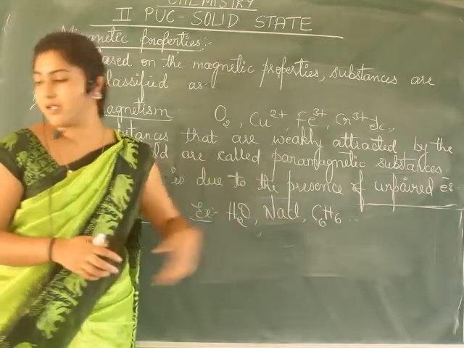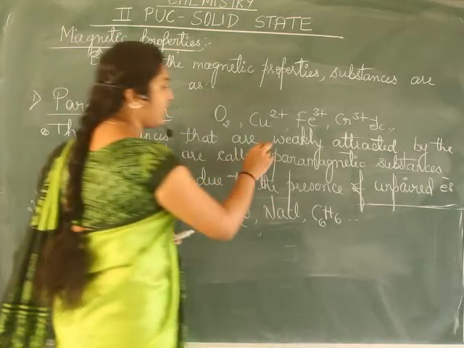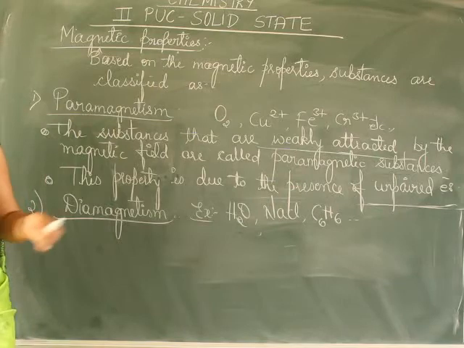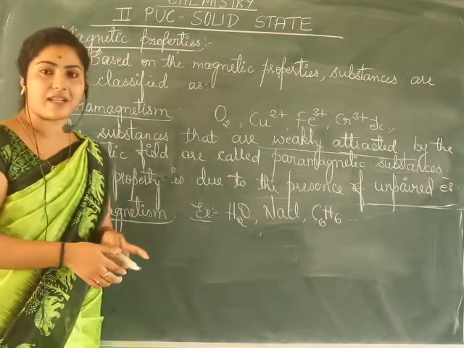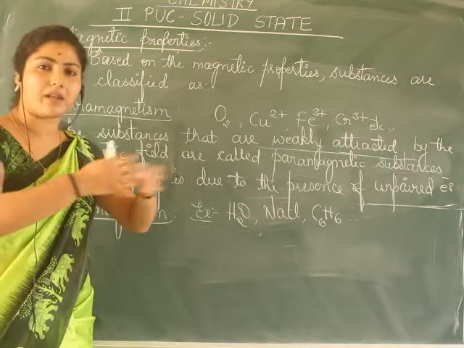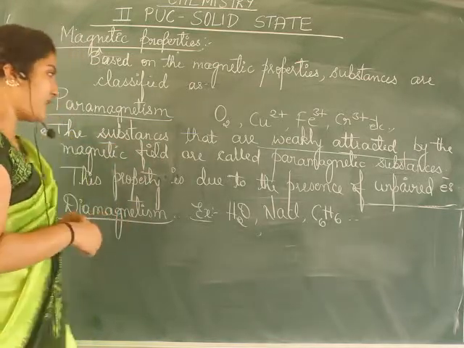What was the point here? It was weakly attracted, isn't it? Here these substances were weakly attracted by the magnetic field, but here these diamagnetic substances are those which are weakly repelled. That means they show slight repulsion. Repulsion means a push away from the magnetic field.